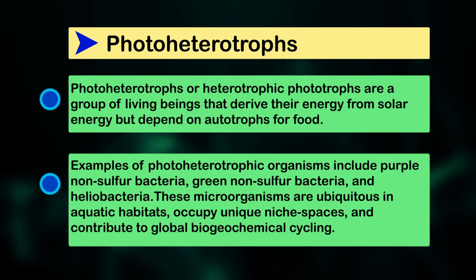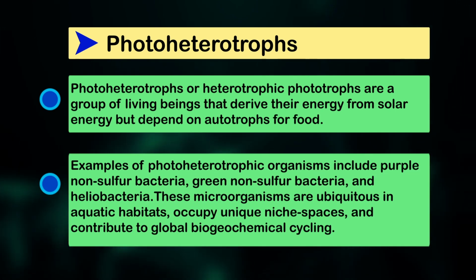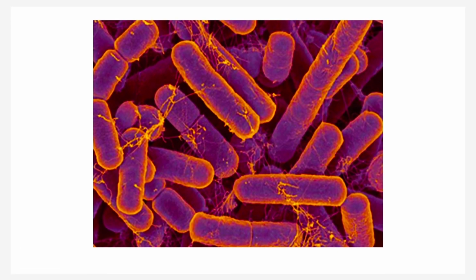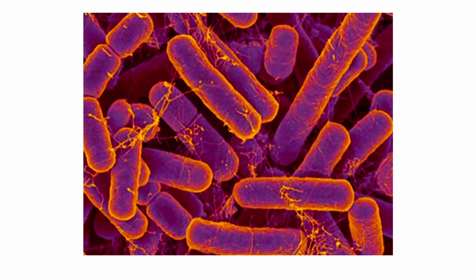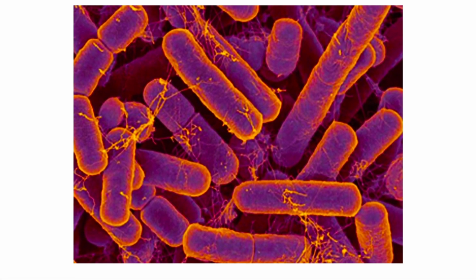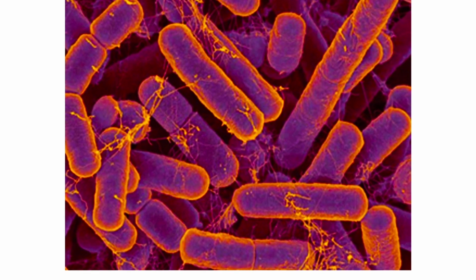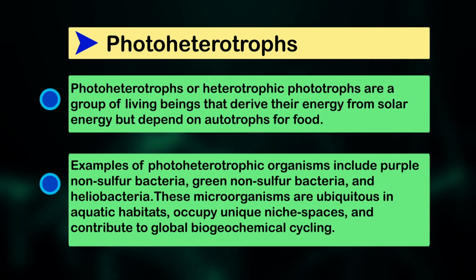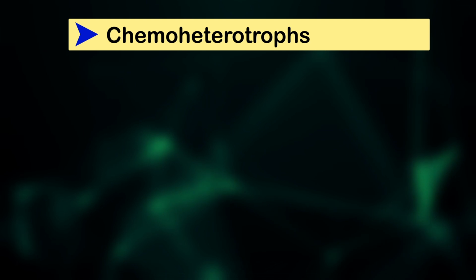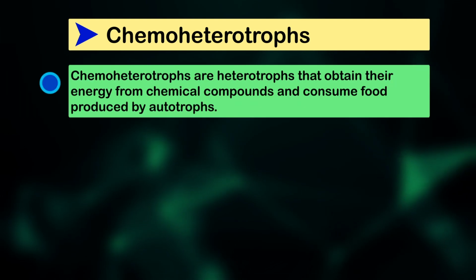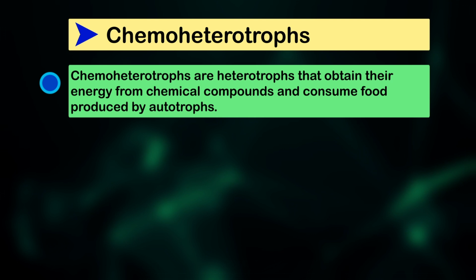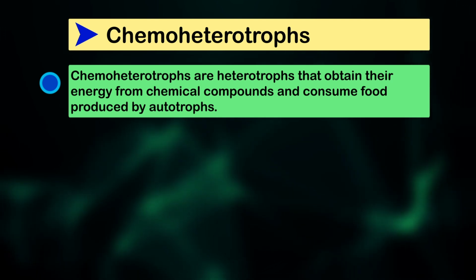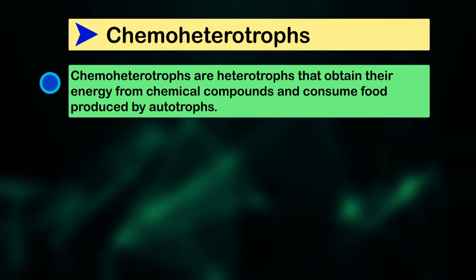Examples of photoheterotrophic organisms include purple non-sulfur bacteria, green non-sulfur bacteria and heliobacteria. These microorganisms are ubiquitous in aquatic habitats. They occupy unique niche species and contribute to global biogeochemical cycling. The second type is chemoheterotroph. So, they are heterotrophs that obtain their energy from chemical compounds and consume food produced by autotrophs.